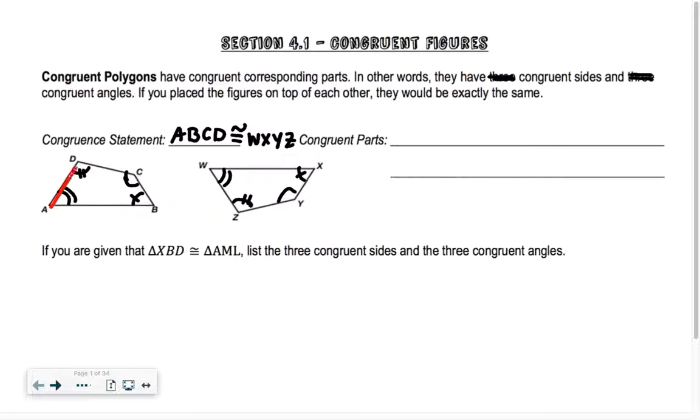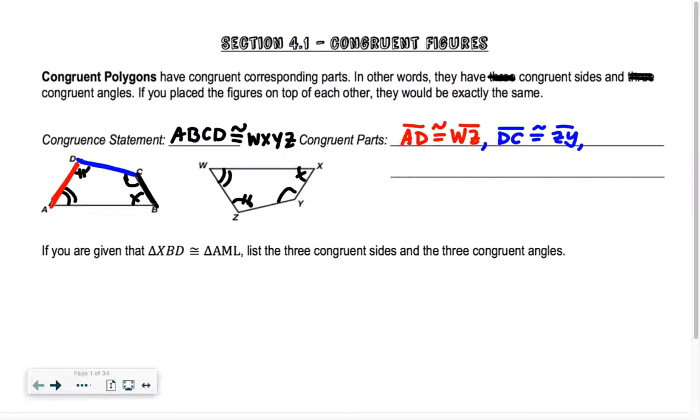So our congruent parts. Let's talk about AD. What do you think segment AD is matching up with? Look at the first and last letter. That's how we're going to tell. Yeah, WZ, and we're going to write WZ. So we're going to say AD and WZ match up. Okay, how about the next side? How about DC? What do we think DC matches up with? Yeah, we're going to say ZY.